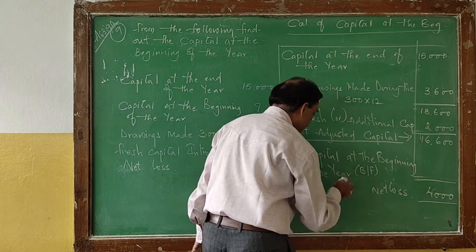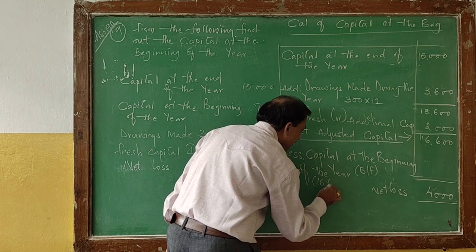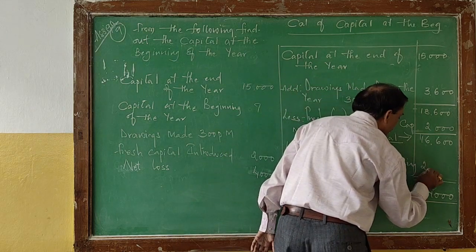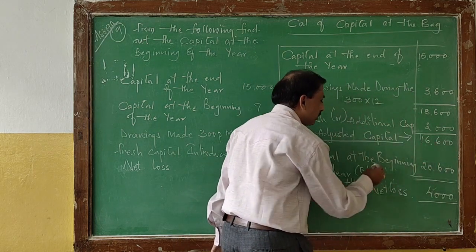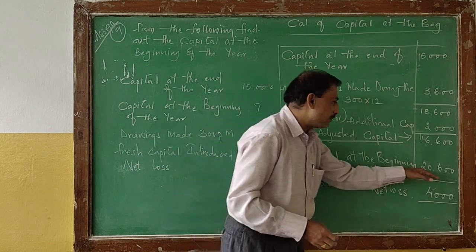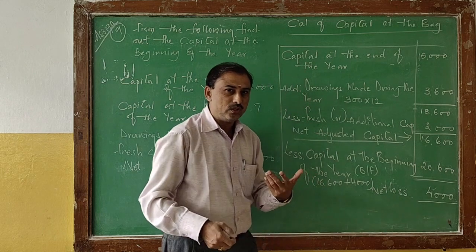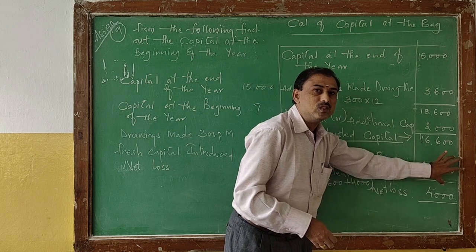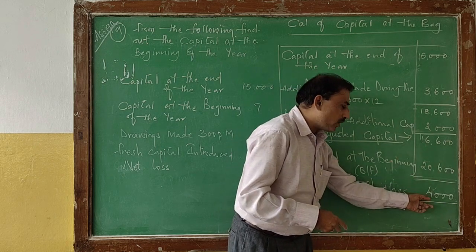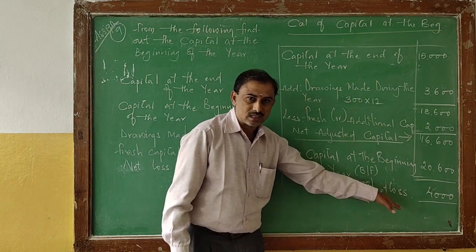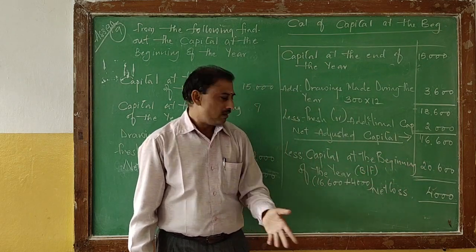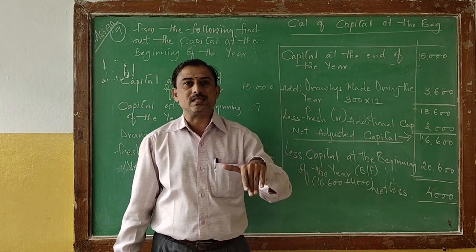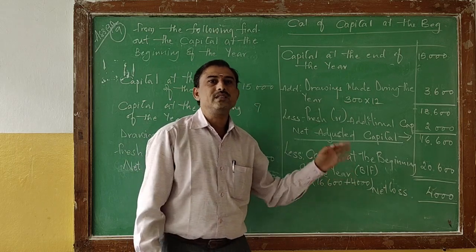So you write like this here, 16,600 plus 4,000. So you will get 20,600. So your 20,600 is a balancing figure, that is the capital at the beginning of the year. How are you going to come to the conclusion that your capital at the beginning is this much? Because what is the result in the problem? 4,000. That is a loss. So loss always occurs when your capital at the beginning amount is more. Net adjusted capital should be less. Then only you will get the loss in the business.